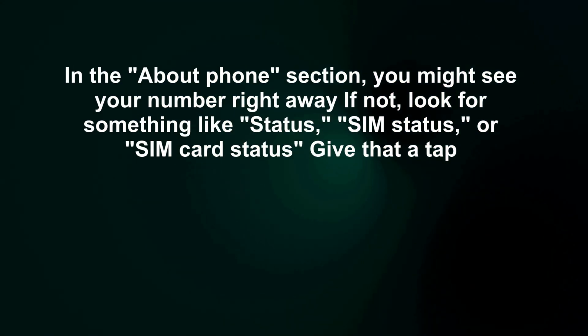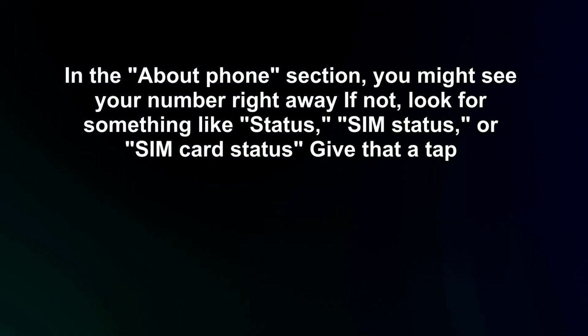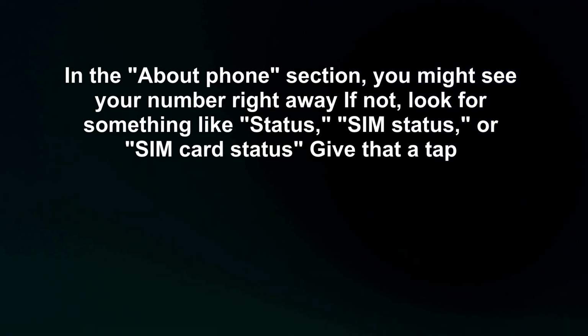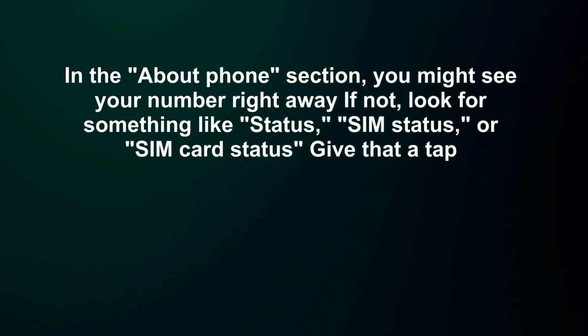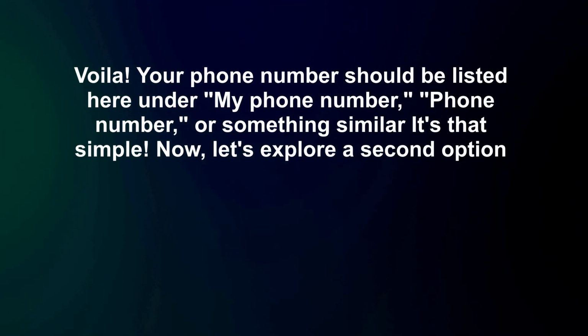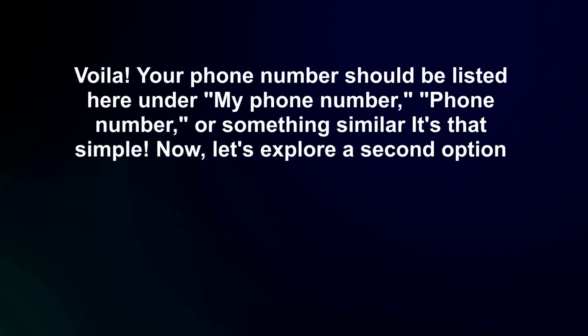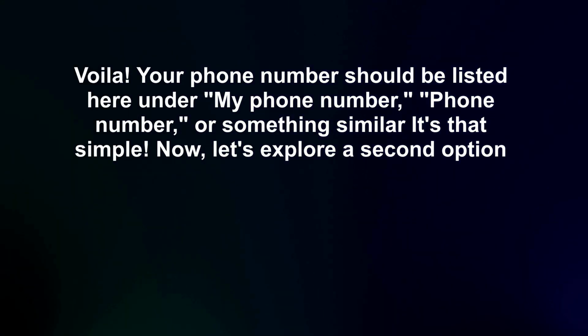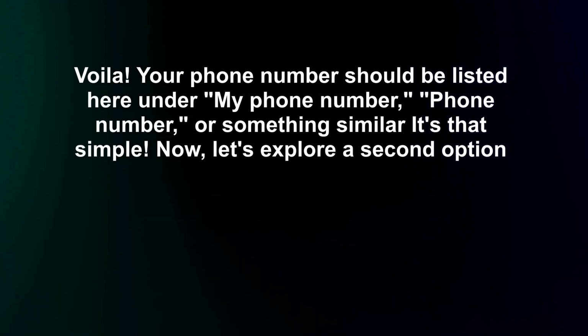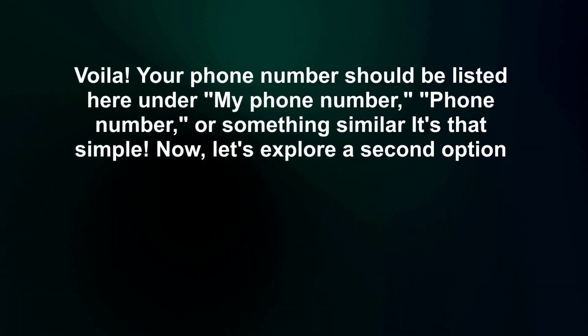Tap it. In the About Phone section, you might see your number right away. If not, look for something like status, SIM status, or SIM card status. Give that a tap. Voila! Your phone number should be listed here under My Phone Number, or something similar. It's that simple. Now, let's explore a second option.